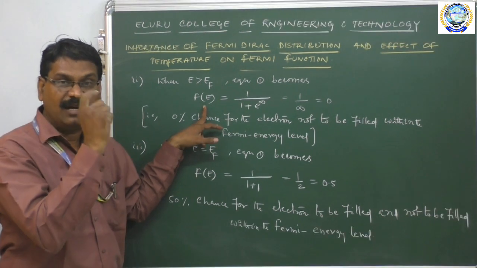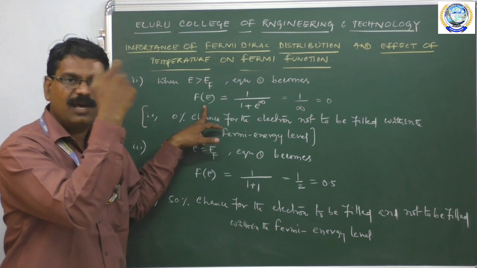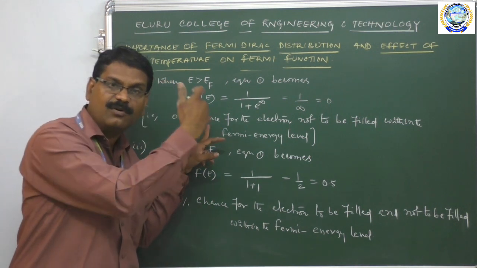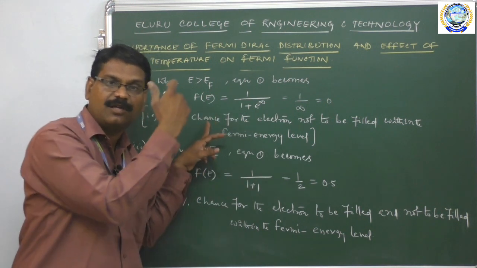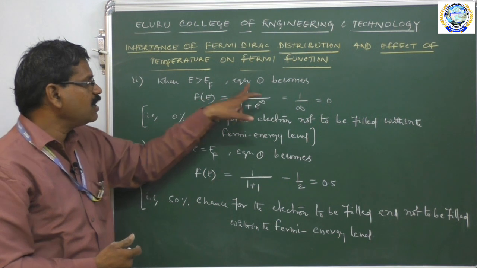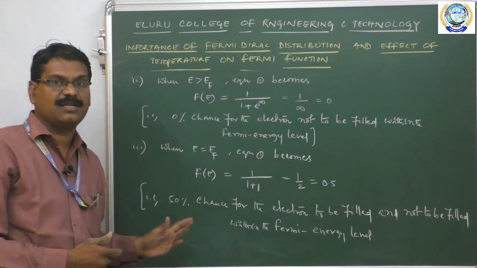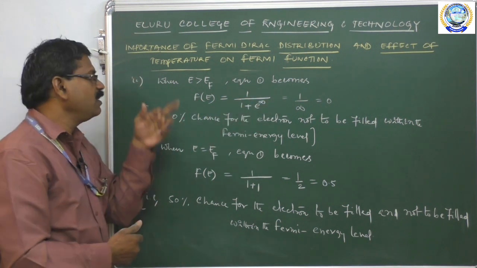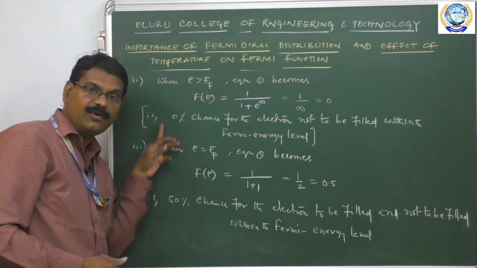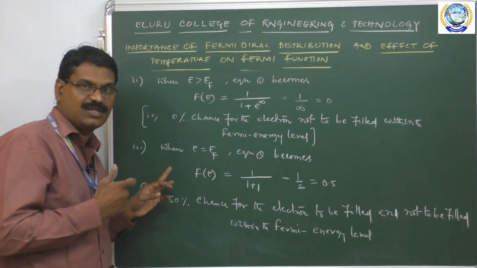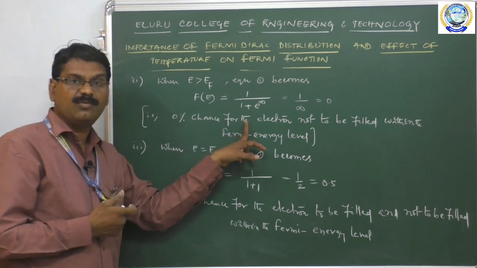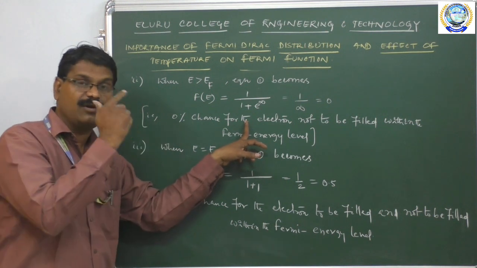So therefore, at 0 kelvins, how is the behavior of electrons, whether they are going to be filled completely, whether they are going to be 50% filled or whether they are going to be 100% filled, that we are checking here by taking equation 1. In the three cases, the first case E less than EF, the second case E greater than EF and the third case E is equal to EF, we are going to get 3 different states. So in the second case, we are getting 0% chance for the electrons to be filled within the Fermi energy level. That we have to remember here.